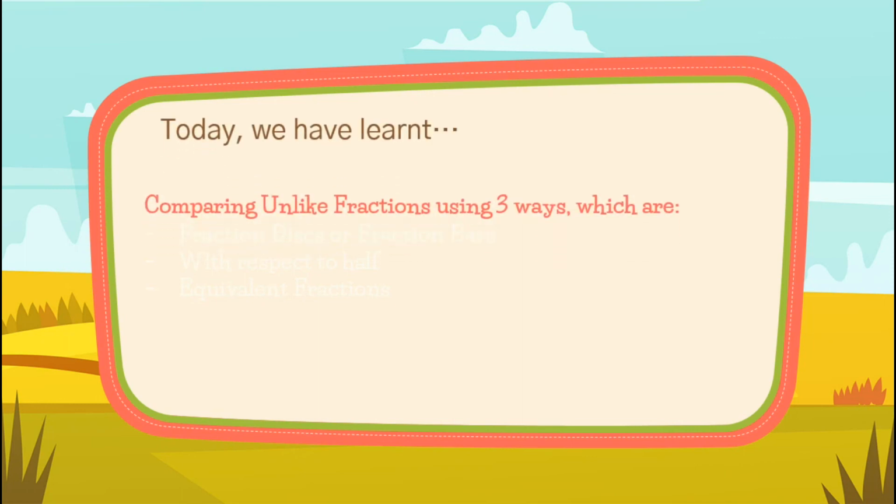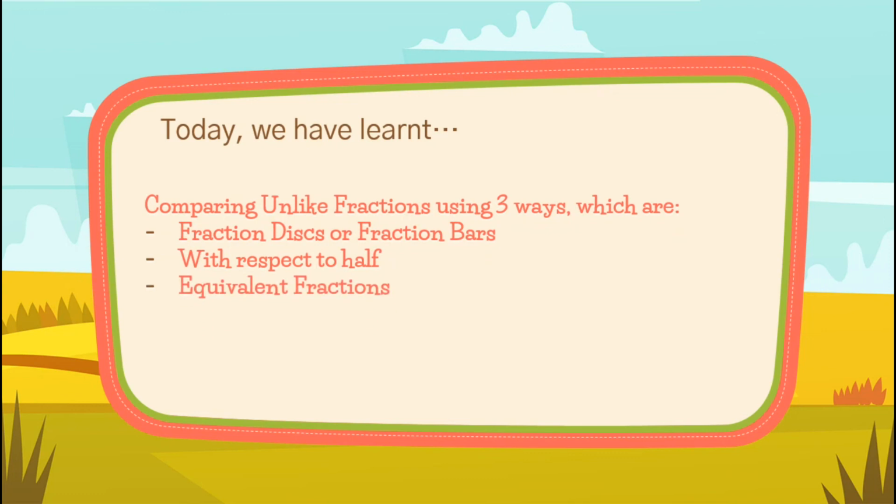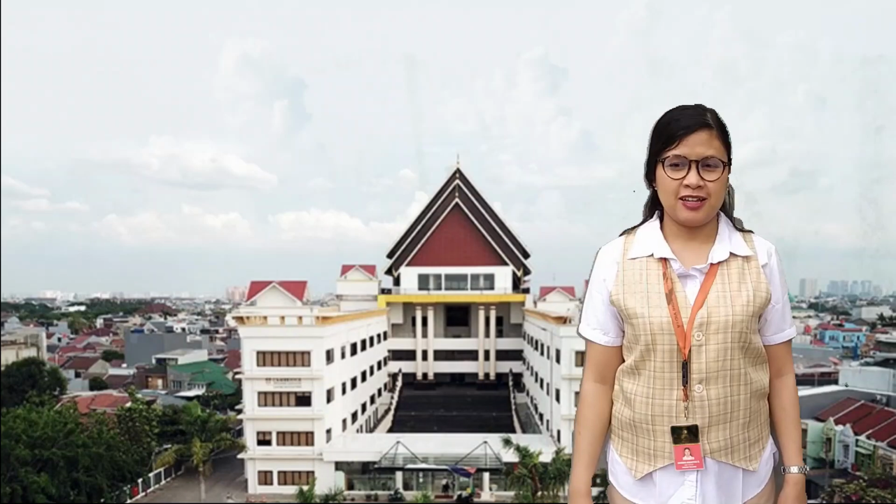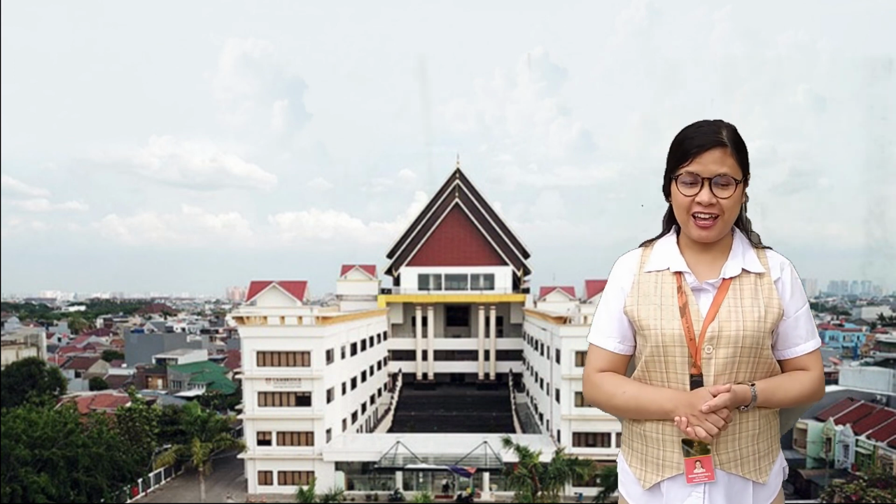Summarize. Let's mention it. Today we have learned comparing unlike fractions using 3 ways, which are fraction disks or fraction bars, with respect to half, and with equivalent fractions. See you next time. That's all about comparing unlike fractions.